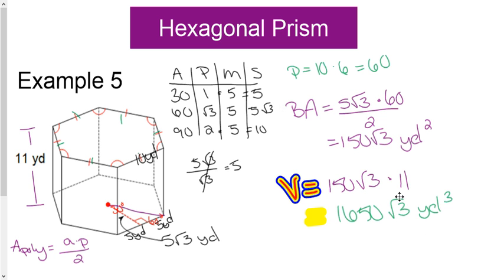Now, in this case, I want you to leave, if you have a square root, leave it with the square root unless the directions say round. So just like with pi, if it has a pi in it, leave pi in it unless it says in the directions to round.